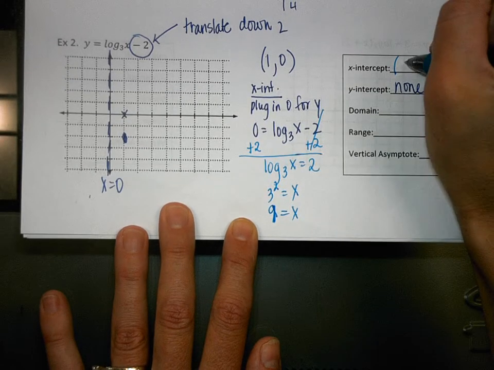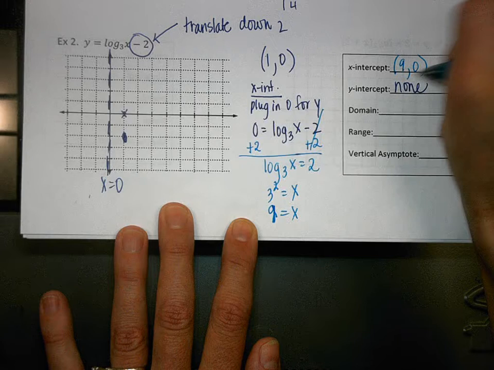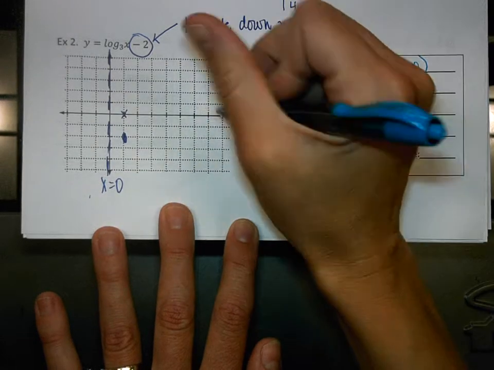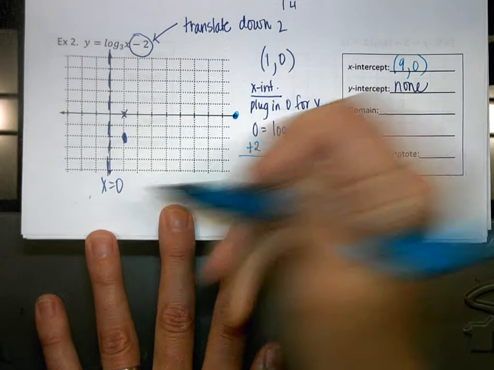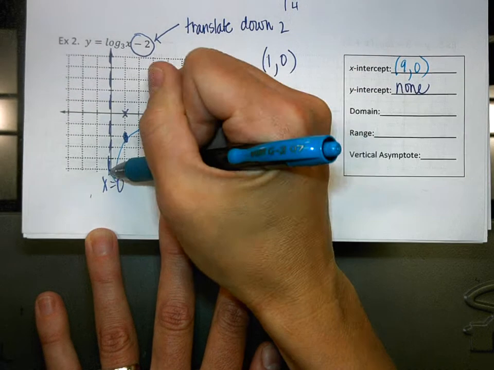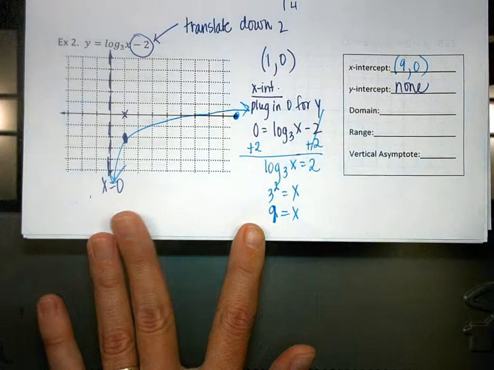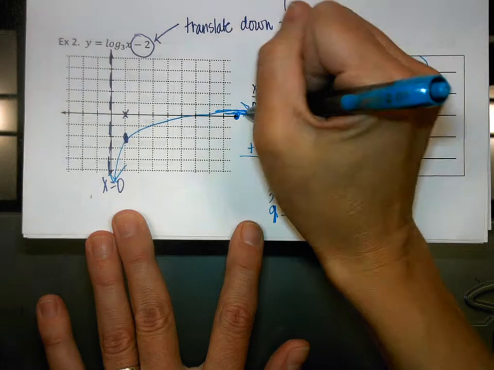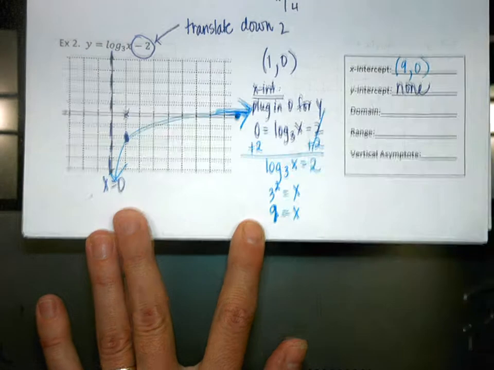9, 0. We plugged in 0 for y and solved for x. 9, 0. That goes a little bit off the graph. 9, 0 right here. And so now that we have that point, we can draw the function. And I didn't draw it great. It should be going through that point. Sorry. Okay. All right. What is my domain?